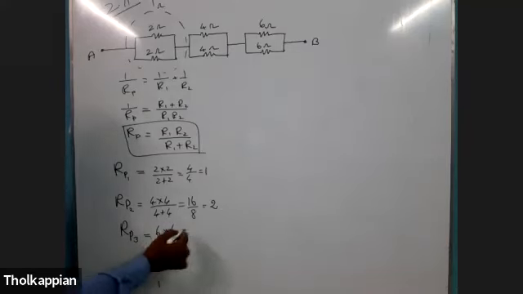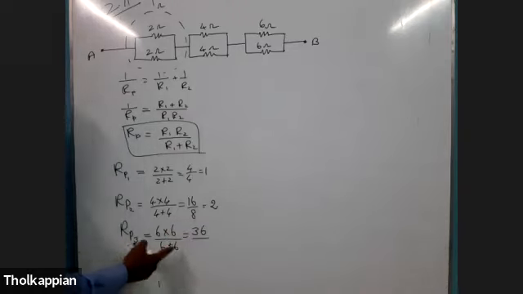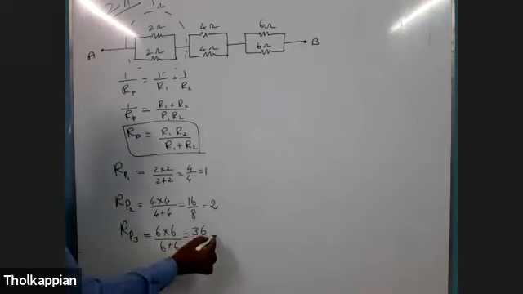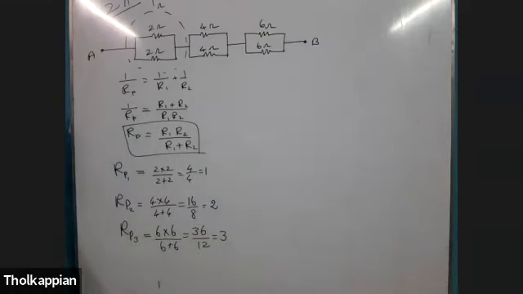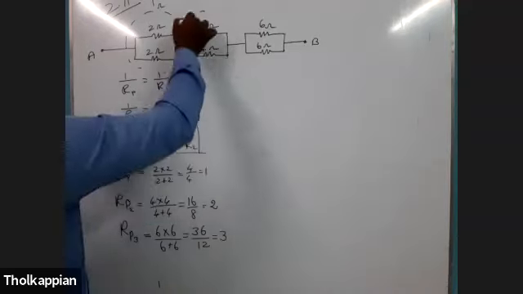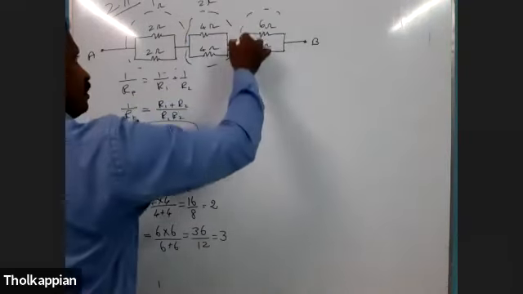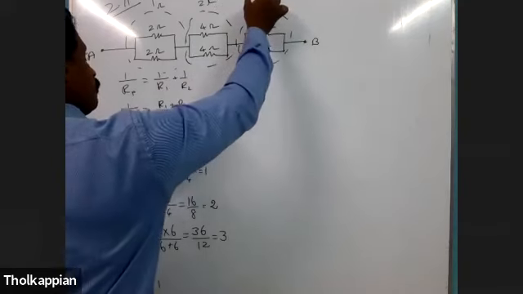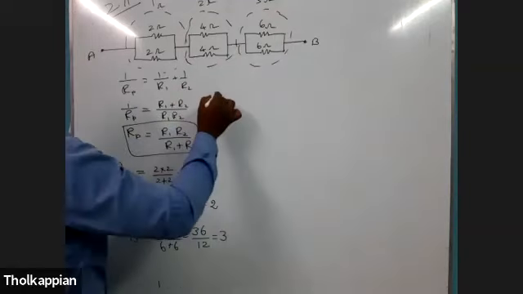Now 6 times 6 is 36, divided by 6 plus 6 is 12. So 12 threes are 36. Okay. Now this value is 2 ohms, and this effective resistance value is 3 ohms.